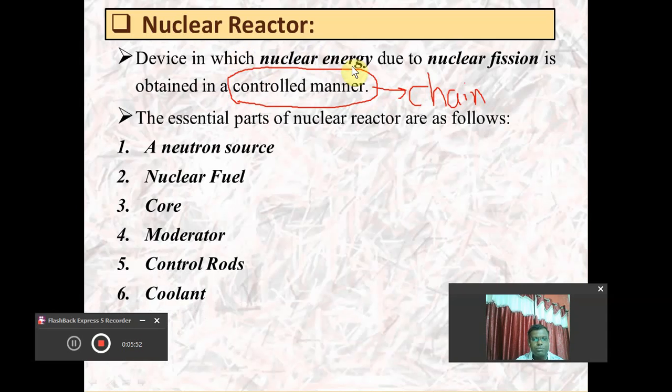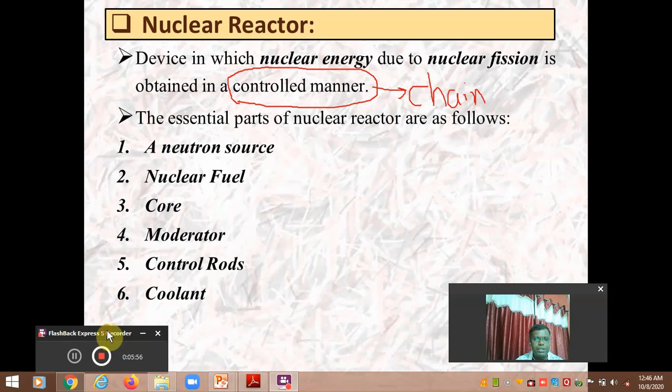Next, the excessive amount of energy is liberated in the form of heat, and this heat is removed by substances called a coolant. So here either ordinary water or deuterated water can be considered as the coolant, very well.